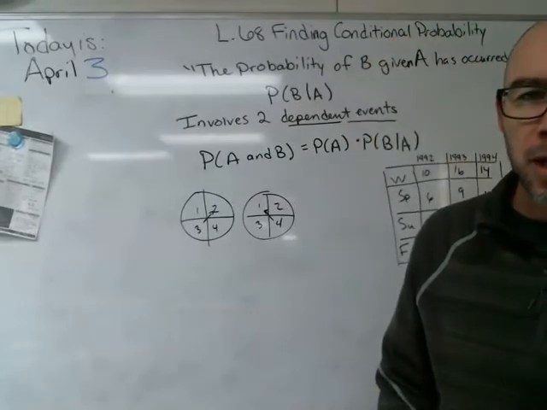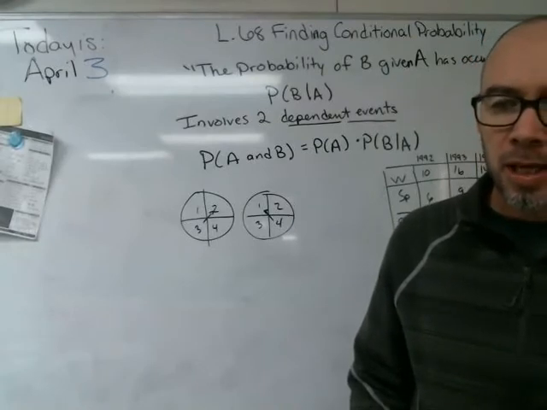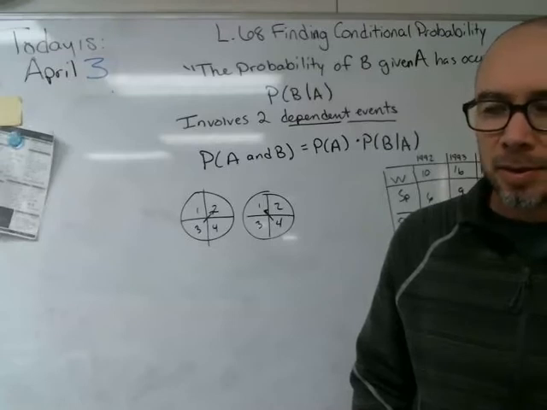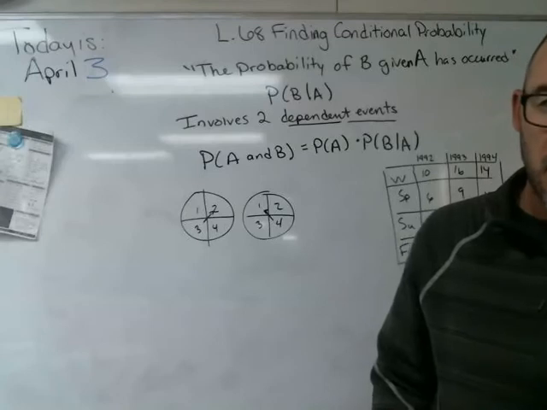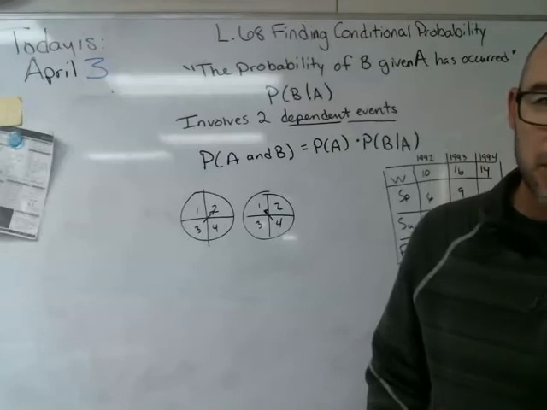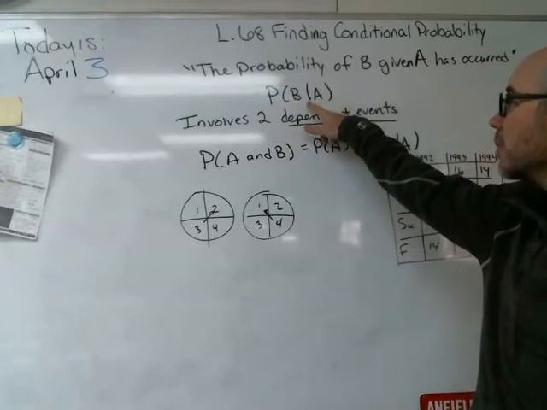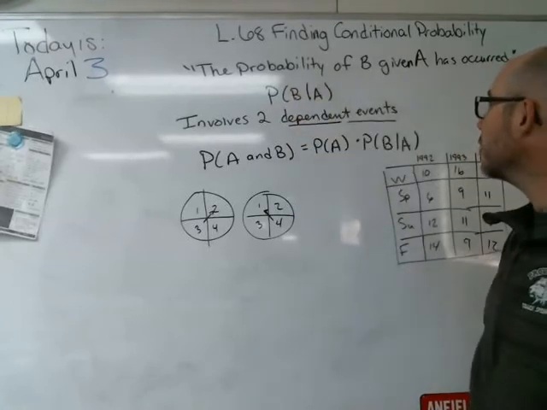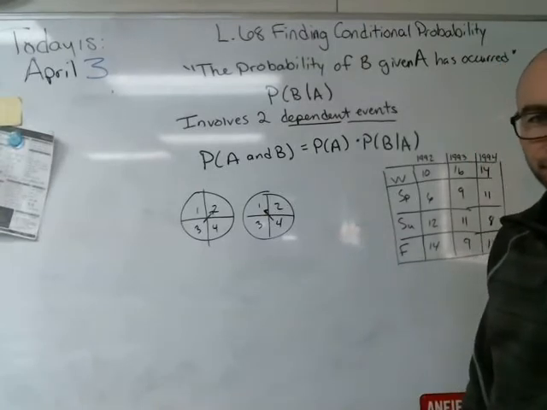Okay. So today we're gonna talk about conditional probability. That is, we've got 2 dependent events. The second thing depended on what happened in the first one. And the way that we're going to say these when we write it as P of B slash A, B line A, is the probability of B given that A has occurred.